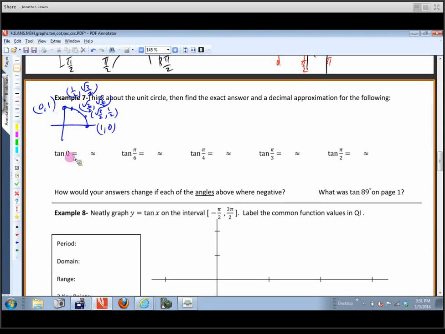And then remember, the tangent is going to be the opposite over the adjacent, the y over the x. So this is going to be 0 over 1, which of course is 0. Okay, so we've got our answer right there, and we've got our decimal approximation.